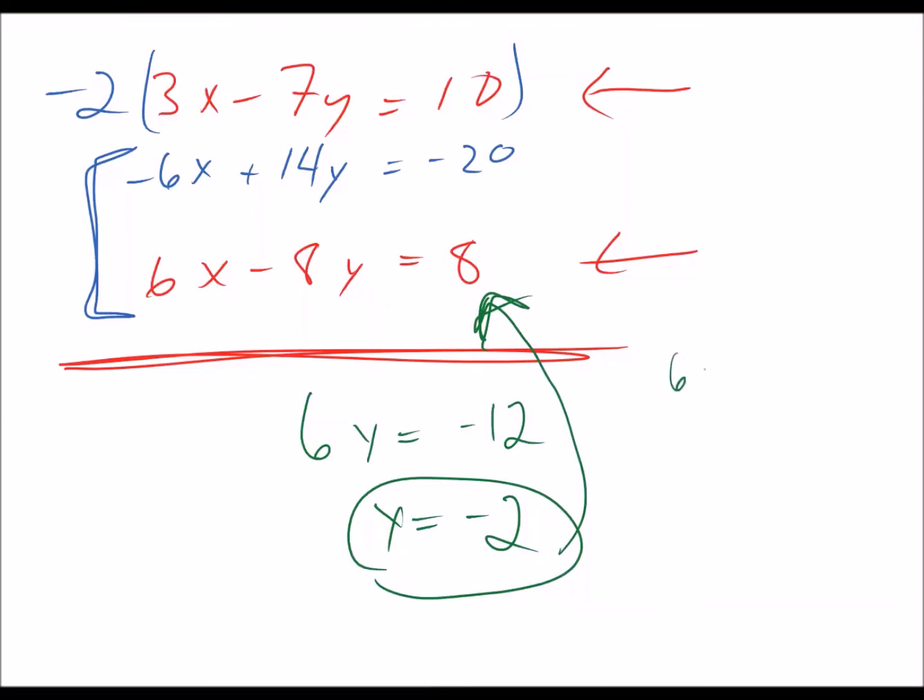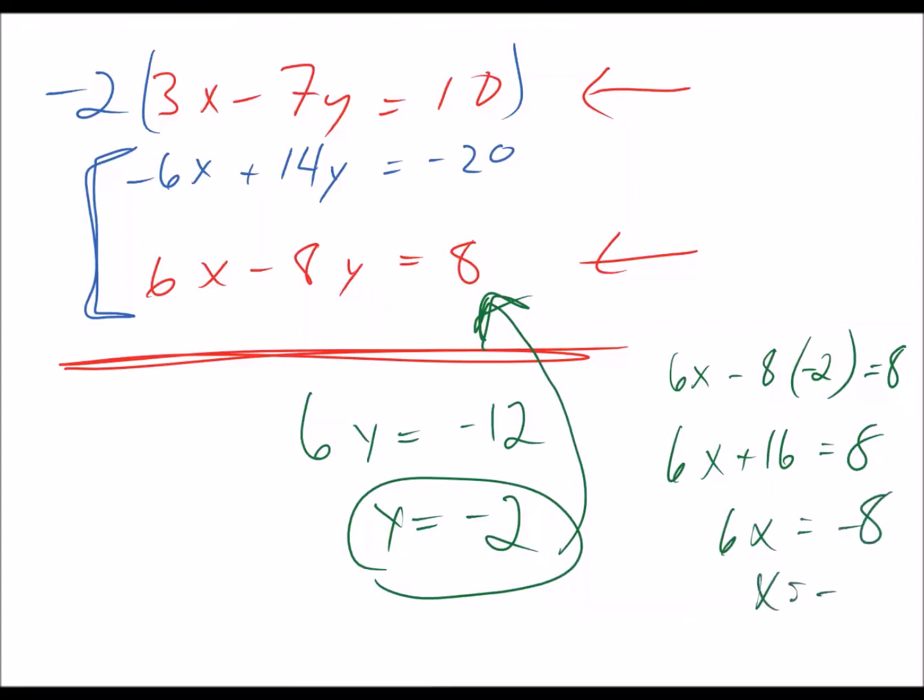So we have 6x minus 8 times negative 2 equals 8. 6x plus 16 equals 8. And we get x is equal to negative 4/3. So the coordinate pair, the place where these lines intersect, is negative 4/3, negative 2.